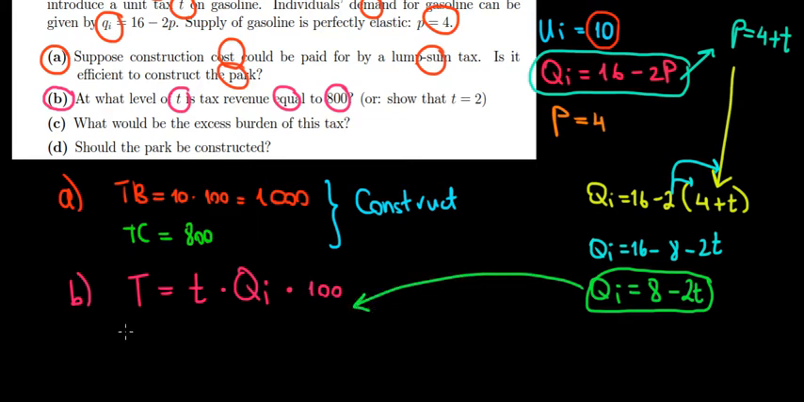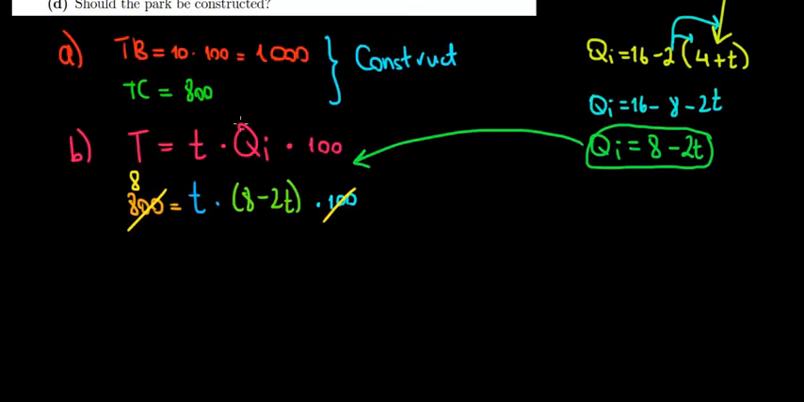We would have the tax revenue that we want to make 800, so that would be 800 equals the tax, that's what we're looking for. We want to know what tax is going to make us 800 euros, times the quantity of the individual, which is 8 minus 2t, multiplied with 100. Now 800 and 100 cancel out, so let's make the math simple. 800 divided by 100, we're left with 8, and let's open the brackets to see how we're going to solve this.